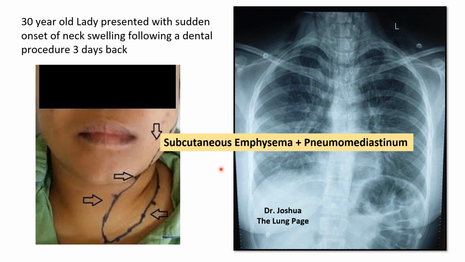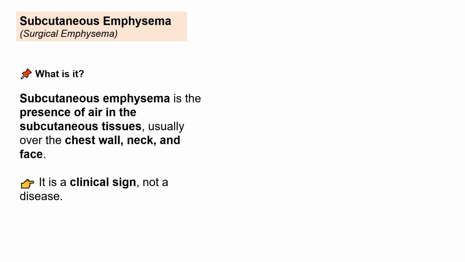So we will see what are the causes of subcutaneous emphysema and how we can manage it, one by one. So subcutaneous emphysema, what is it? Subcutaneous emphysema is the presence of air in the subcutaneous tissue, usually over the chest wall, neck and face. It is a clinical sign. It is not a disease. You have to clearly understand this.